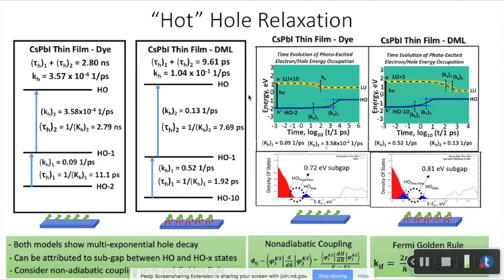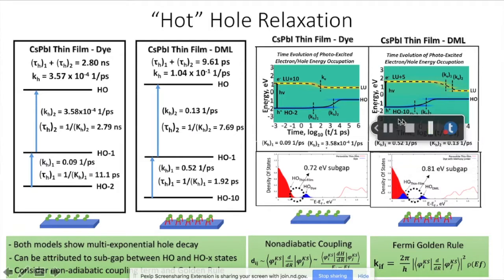So one thing to notice about both of the systems is that they both show multi-exponential hole decay, and we can attribute that to the subgap between the HOMO of the perovskite and the HOMO of the dye. As you can see in the density of states figures, they both have a substantial subgap of 0.72 eV and 0.81 eV, respectively. And if we consider the non-adiabatic coupling term, which describes the mixing of electronic states due to the ionic motions of the systems, and then the Fermi, I suppose I can move it out of the way so we can see it.